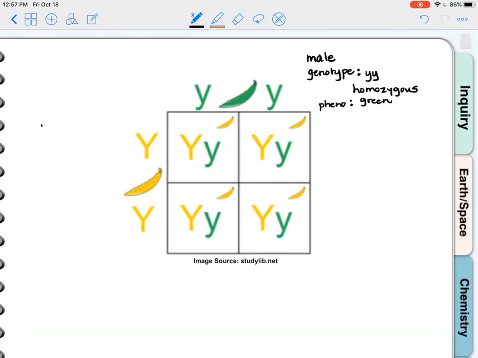So let's look at the female plant over here on this side of the square. Her genotype, the thing I can't see, is big Y, little y. I'm sorry, big Y and big Y. Both of them are big Y's. That's homozygous. They're the same. And when I look at her, I'm going to see yellow, because that's what her genetic code tells me that I'll see.